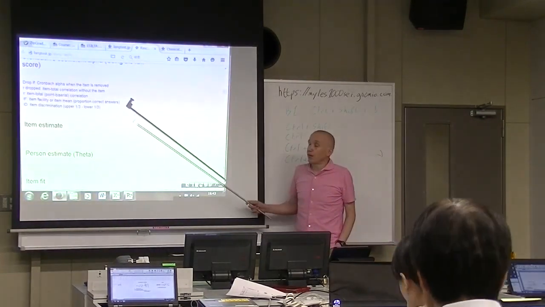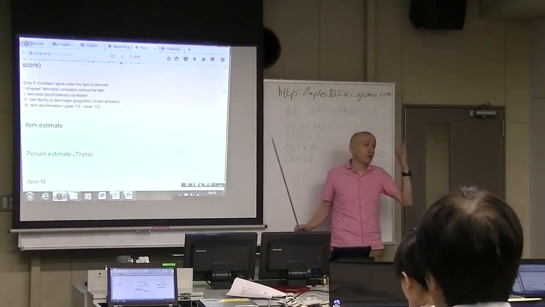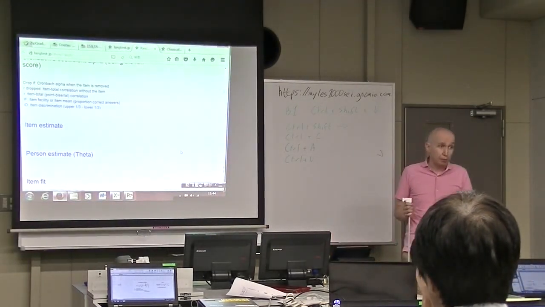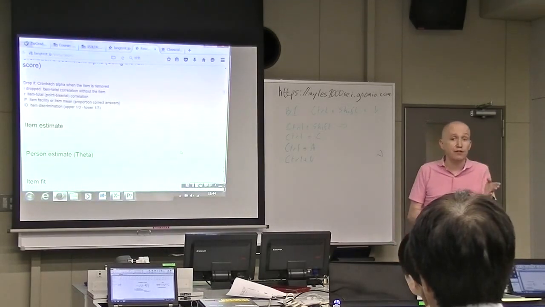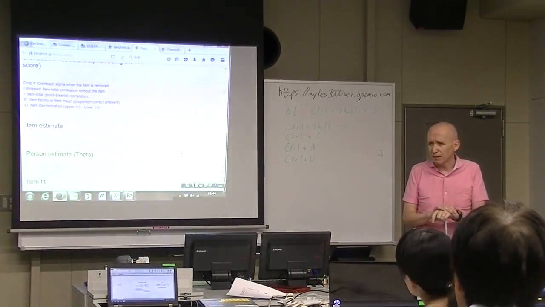We'll get infit and outfit on both items and people. Whatever you do with an item, you have to do with people. Whatever you do with people, you have to do with items. So the infit scores and outfit scores kind of replace reliability to some extent.